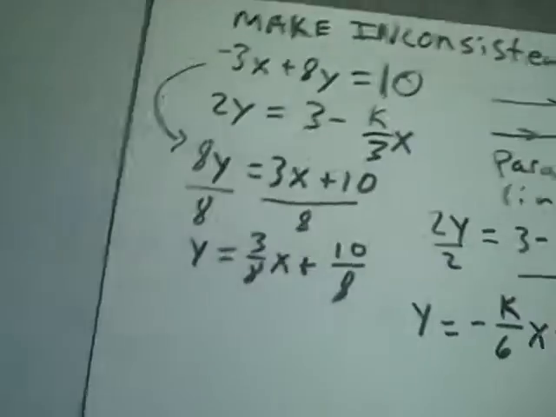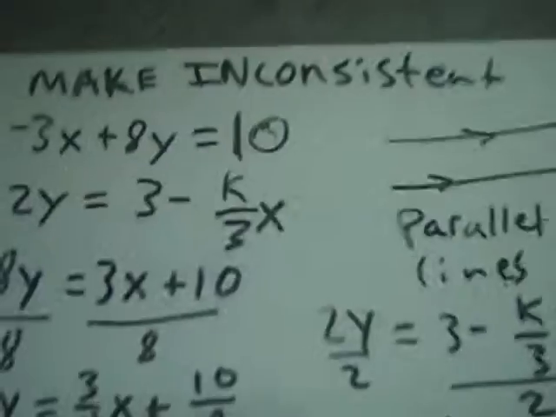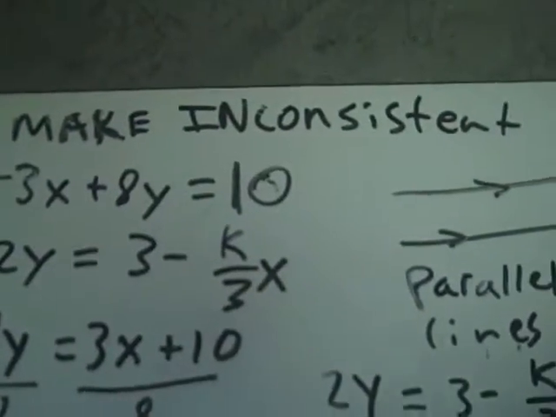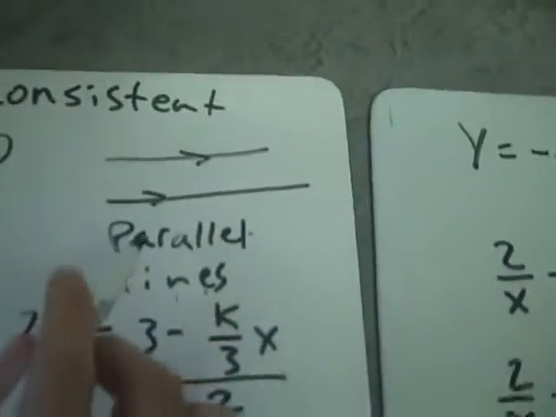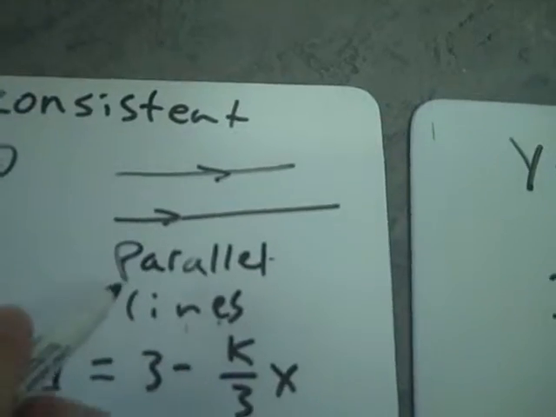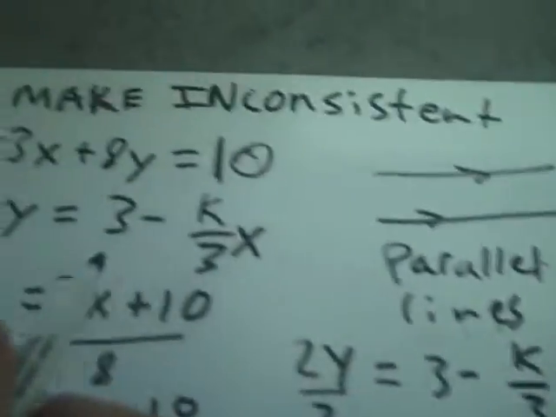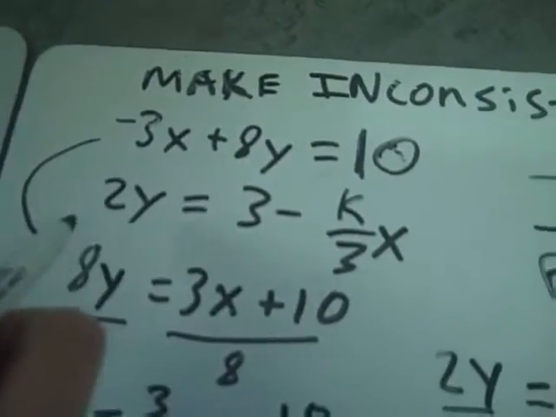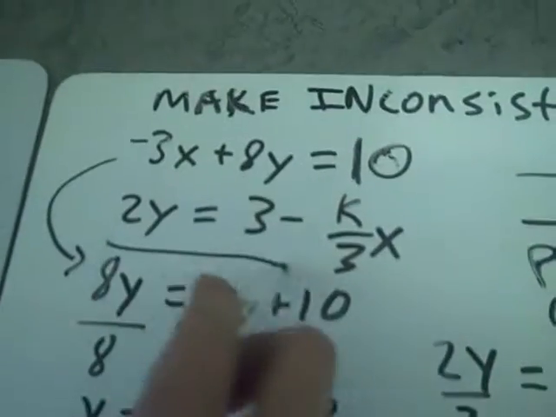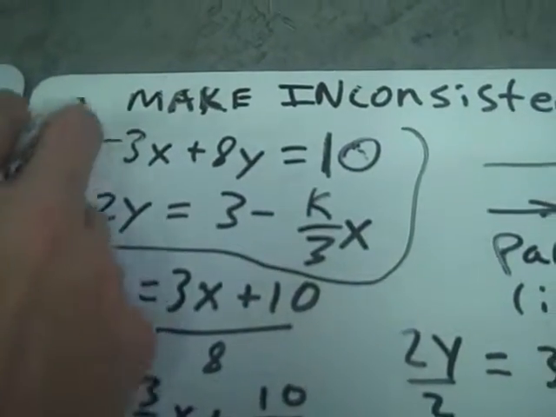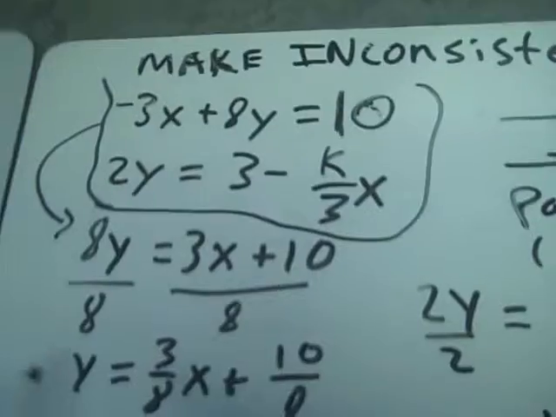Our second problem is making two equations inconsistent. Now you need to remember the inconsistent lines are parallel, which means they don't intersect. So we need to make the slope of these two equations equal to each other.